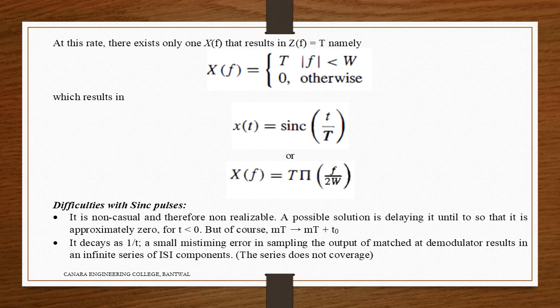So sometimes this results in the sync pulses. The sync pulses are what? As I told earlier, the small error might interfere with the other signal. That is what we are trying to do, because of this mistiming error.